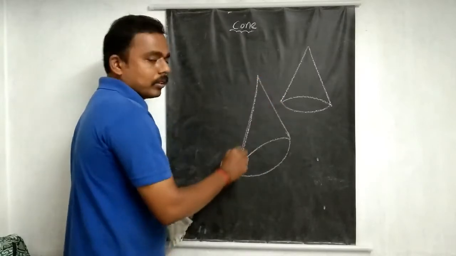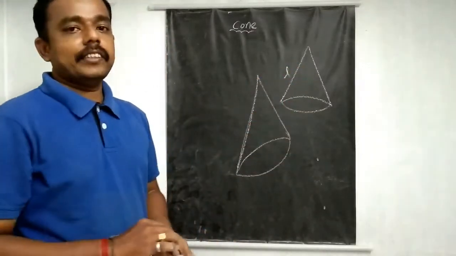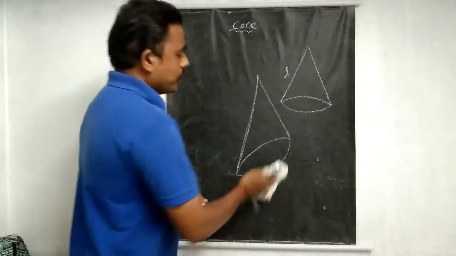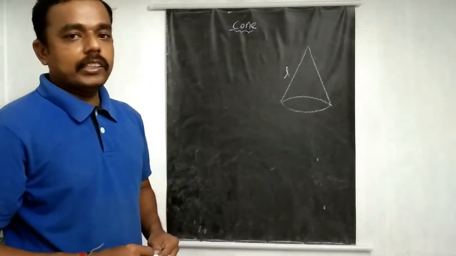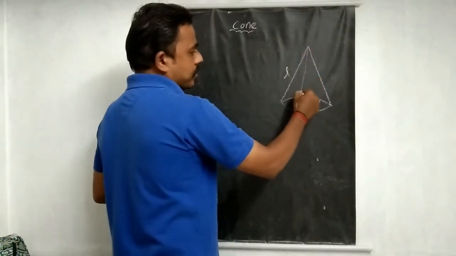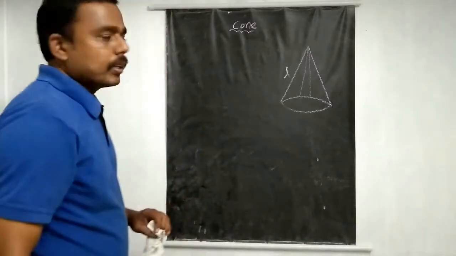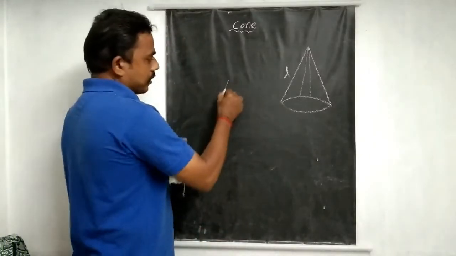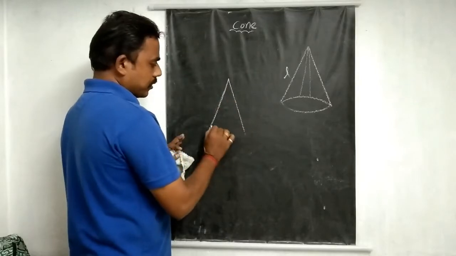This should be equal. This is the slant height; we are going to give it that name. Now just consider the right circular cone. Here, just cut any one piece. It looks like this form.